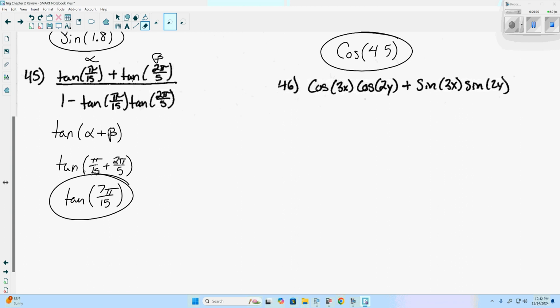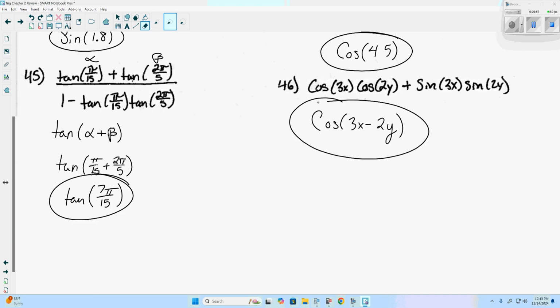Because for these here, since we just want to write it in terms of sine, cosine, or tangent, you just want a single expression. We're not so much finding the value of tangent of 7 pi over 15. We just want to get this tangent 7 pi over 15. This one here is again the difference. It's going to be cosine of 3x minus 2y. Can we combine 3x and 2y? So these here are less about solving and more about whether you recognize the formula and know how to condense it.